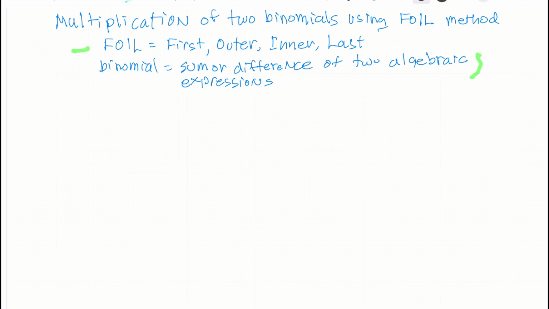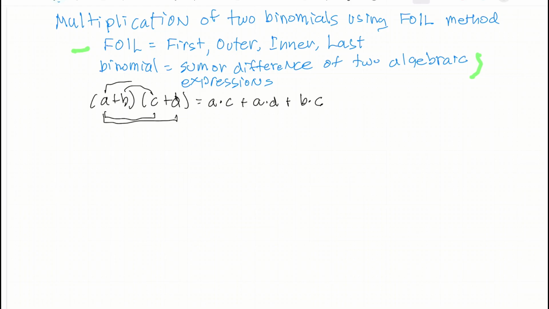So let's just look at, in general terms, what that means exactly. So we have A plus B times C plus D. Those are our two generic expressions. A could be a constant or a variable, doesn't matter. So we're using the FOIL method, so our first term, this would be the first. This is A times C, plus the outer, which is going to be A times D, plus the inner, which is B times C, and then the last is B times D.